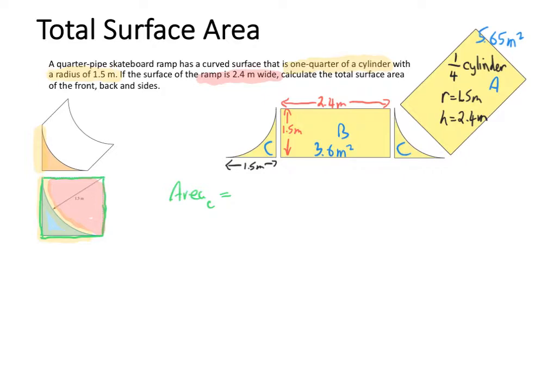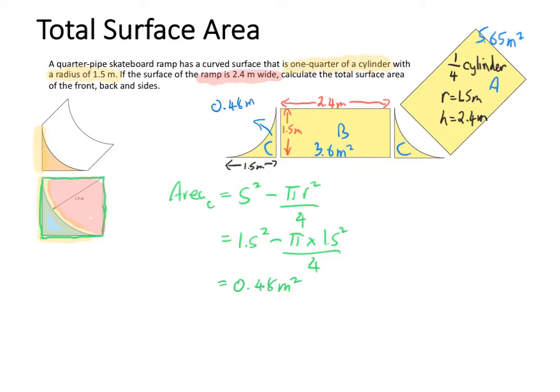So the area of C is going to equal side squared minus pi r squared divided by 4. So the side squared is 1.5 squared, minus pi times 1.5 squared divided by 4, which equals 0.48 meters squared. So adding that last measurement onto my net, 0.48 meters squared.